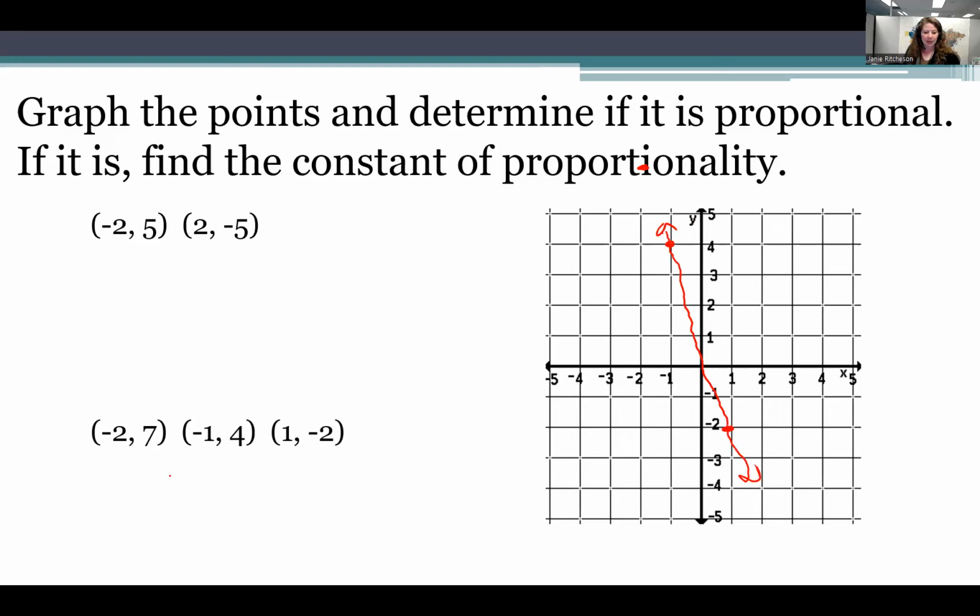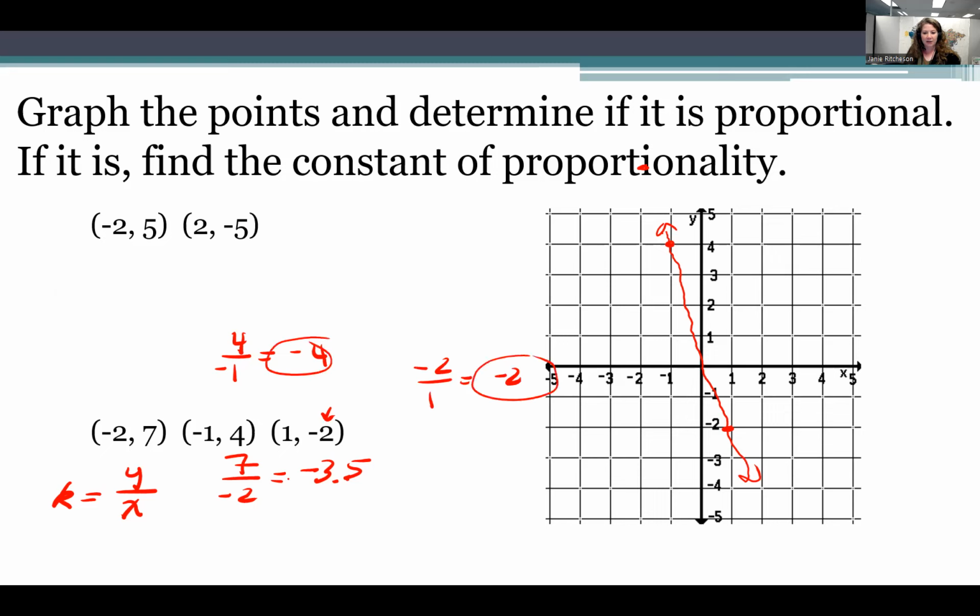So let's see what would happen if we divide y by x. Do we get the same answer every time? So 7 divided by -2 would be -3.5, right? What if I divide 4 by -1? I get -4. And what if I divide -2 by 1? I get -2. So all these numbers are different.